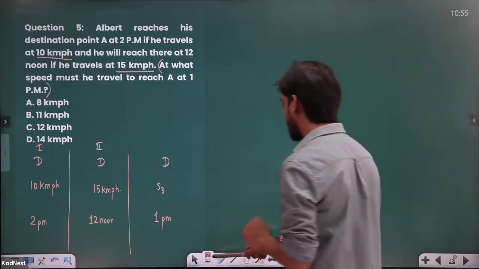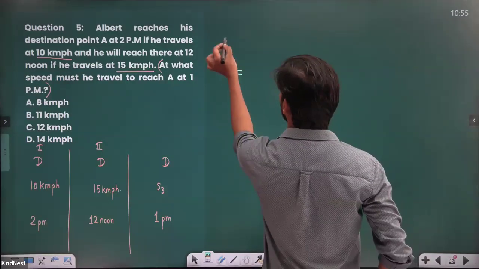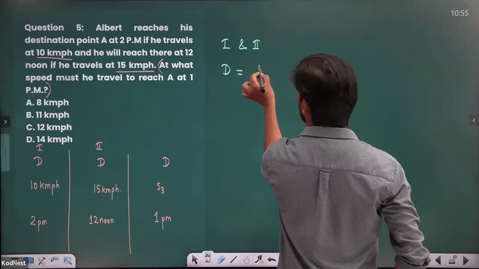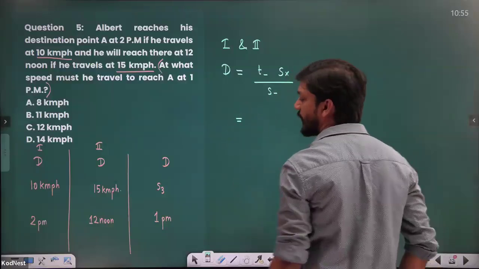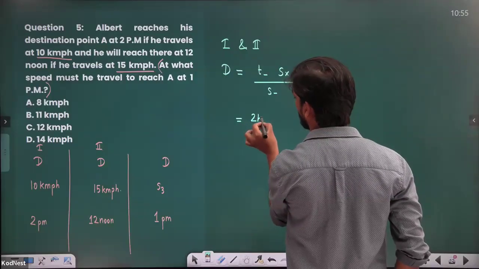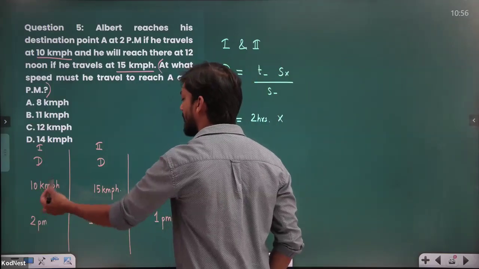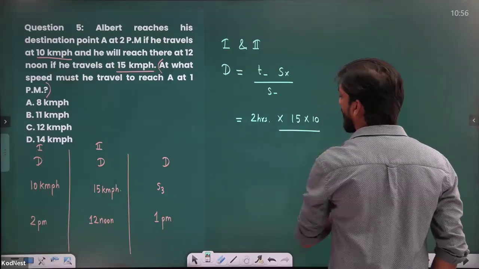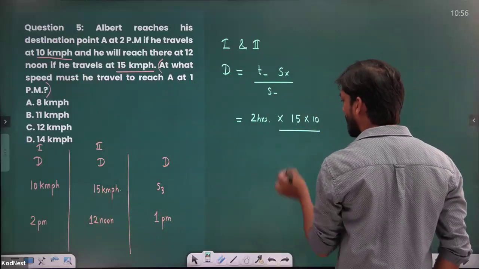So carefully observe, please. I am writing, for the first and second situation, distance equal to t minus s1 s2 by s1 minus s2. Here the time difference is 2 hours. Product of speeds is 15 into 10. Don't write 150, write 15 into 10. And s1 minus s2, so 15 minus 10. Directly write 5, but I'm writing 15 minus 10.